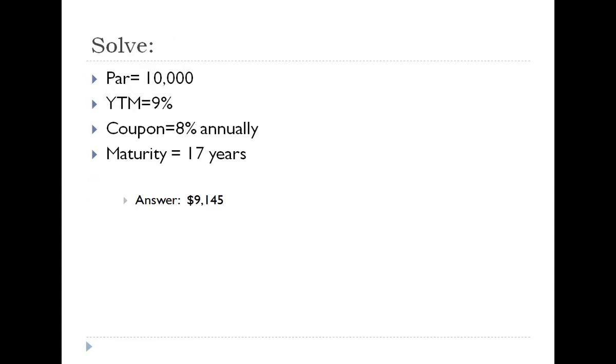Try this one. See if you can solve this one yourself. You can push pause if you need to. It has a face value of $10,000, so that will go in as a future value. It has a yield of 9%, that will go in as your interest rate. Coupon rate of 8% tells us that you'll receive $800 a year as a payment. So you put in a payment of 800, and number of time periods is 17. You should be able to solve for present value and get the answer that's here on the screen.